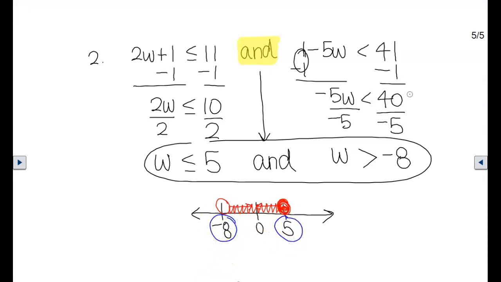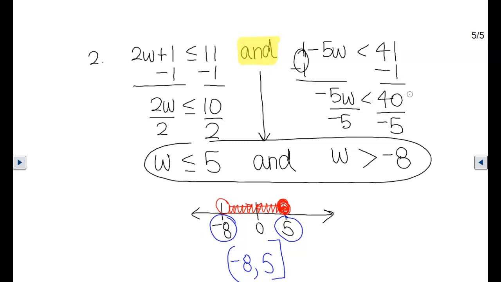My two values that describe this interval are negative 8 and positive 5. Negative 8 will get parentheses because it's open, it's not included. 5 will get a bracket because it's closed, it is included. So w can be any number between negative 8 and 5, including 5, but not including negative 8.